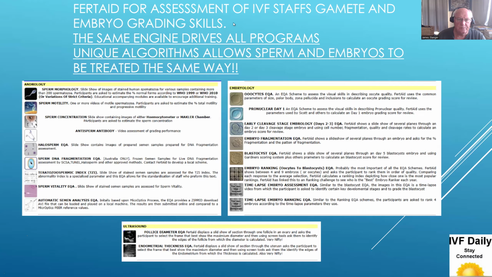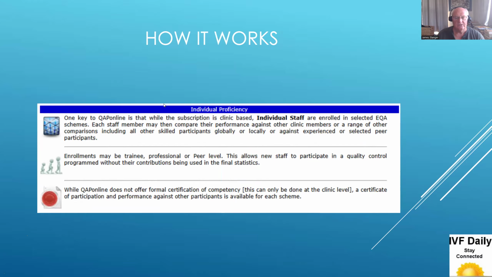And my approach to this has been to develop a similar engine that drives all these programs. So I developed unique algorithms, which I'll show you in a minute, that allow sperm and embryos to all be treated the same way. As I've shown in that previous graph, I've been able to develop a system whereby all these different parameters can be processed and put on one page to look at performance of the clinic and individuals. So just running through it very quickly. This is all available on my FertAid website.